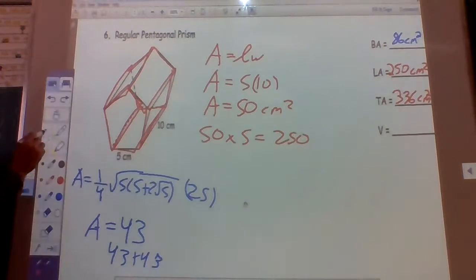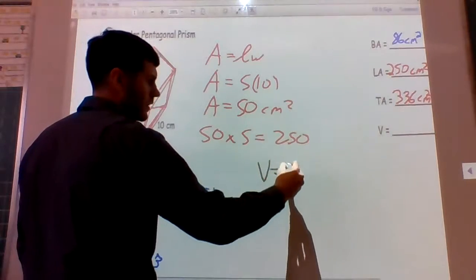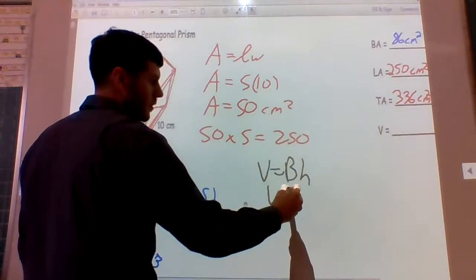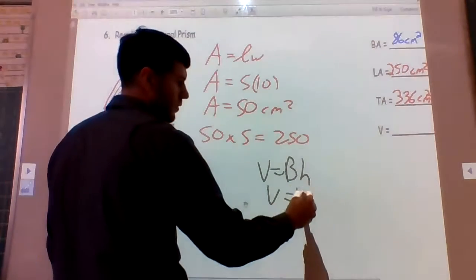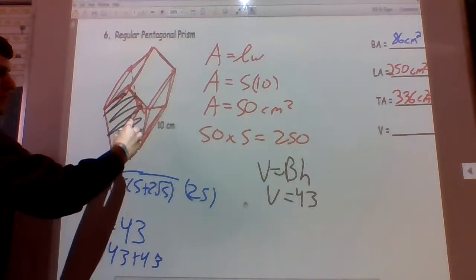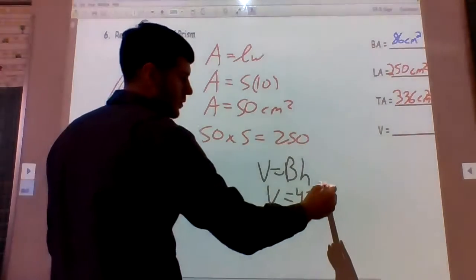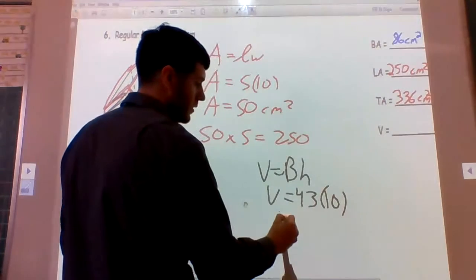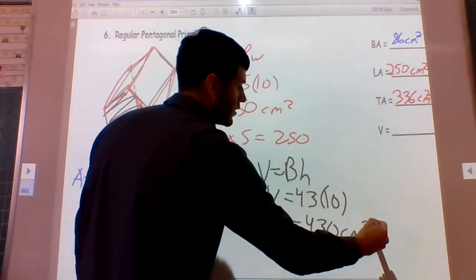Then we go to volume. And volume is the base area times the height. Our base area we said was 43, and I gave it to you. The area of the pentagon was 43. The height is 10. The distance between the 2 bases is 10. That's our height. So your volume is 430 centimeters cubed.